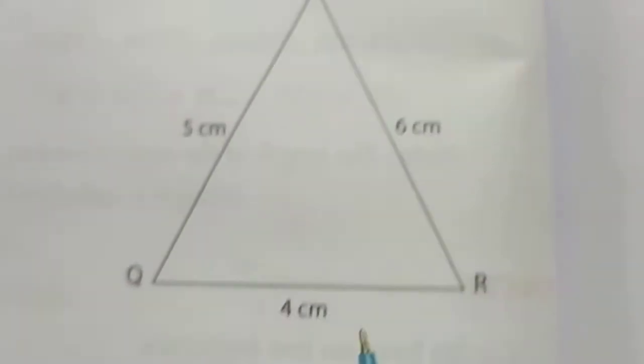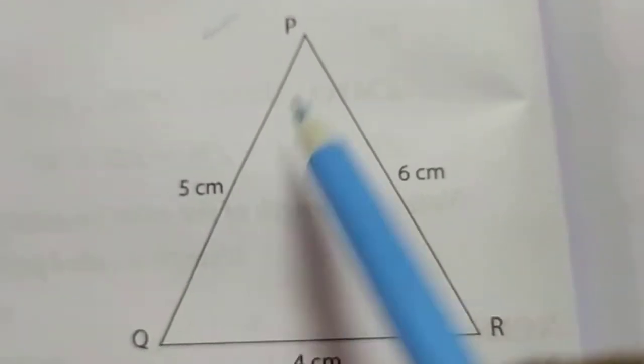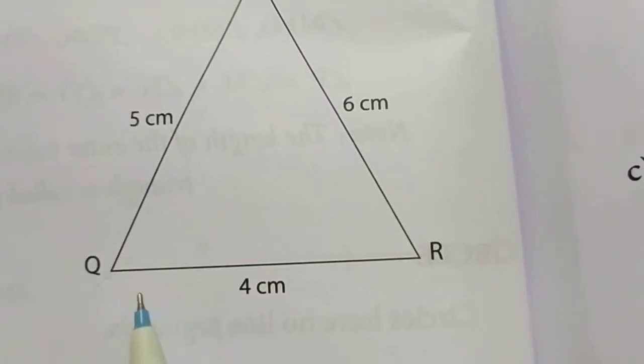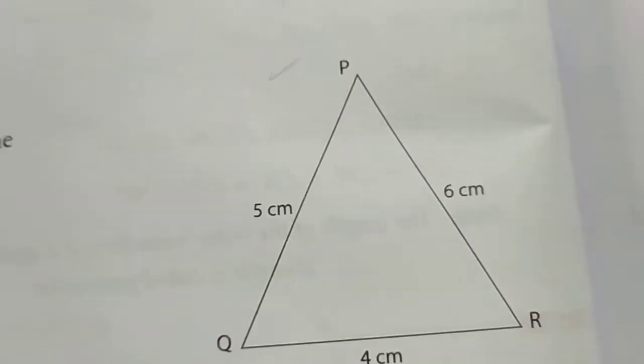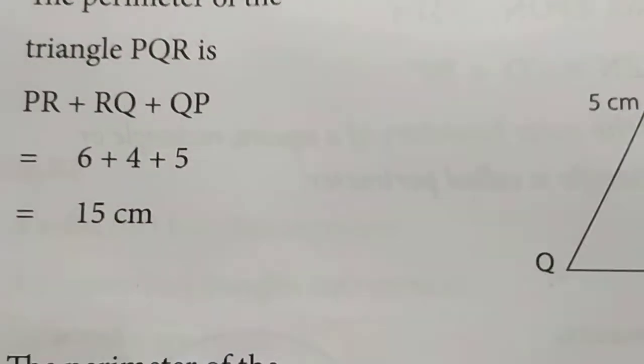Now perimeter of a triangle is also the same. But here the PQ length is 5 centimeters, PR is 6 centimeters and QR is 4 centimeters. You add all these, 6 plus 4 plus 5, 15 centimeters.